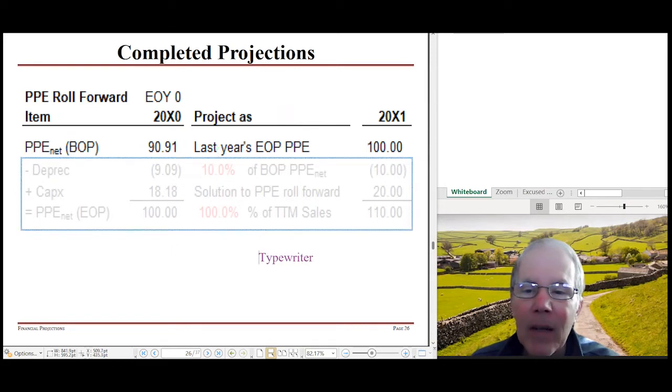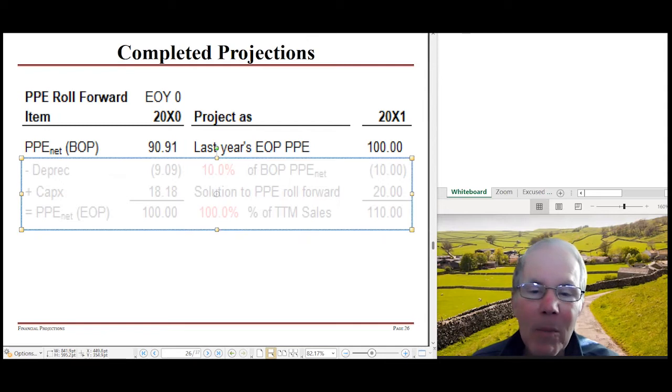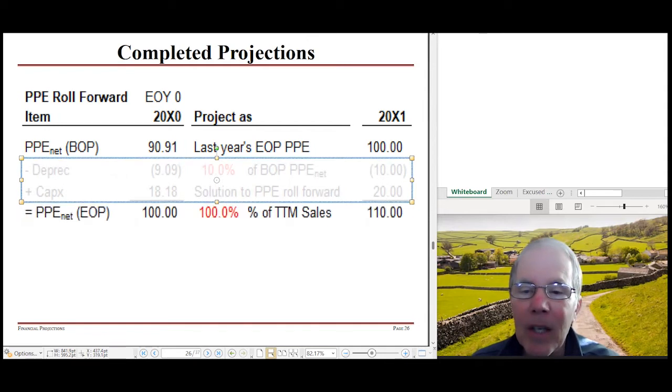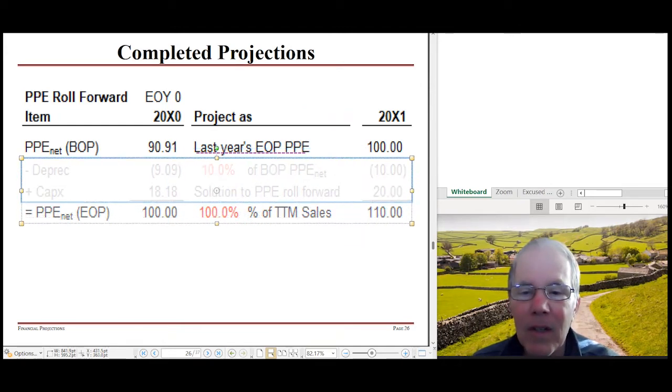Okay, I'm starting off with my PPE net at the beginning of the period. And you may remember that the PPE at the end of last year was 100. So you see how I take that 100 from last year and bring it over there. And that's exactly what I've got stated here in our how do we project it, right? We're projecting it as last year's end of year PPE. Okay. All right. So that's jumping ahead a little bit down here at the bottom. So I'm going to hold off on that.